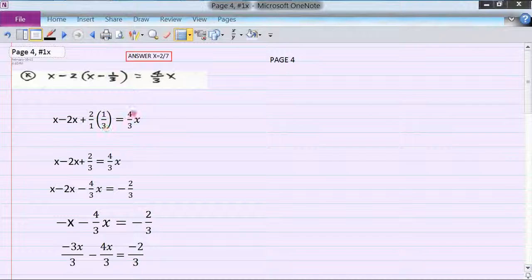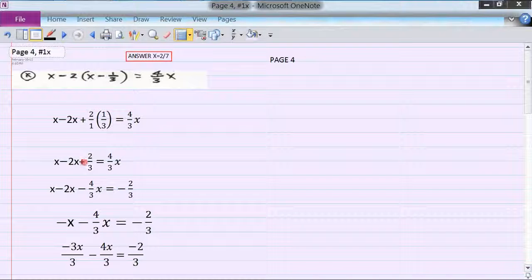1/3 here. This term stays the same. When I multiply the top times the top and the bottom by the bottom, I get the 2/3. This term is this term, that term is that term, and this is the 2/3 equals the 4/3 x. Now all I'm going to do is move this from the right to the left, and I'm going to take this term and move it from the left to the right.